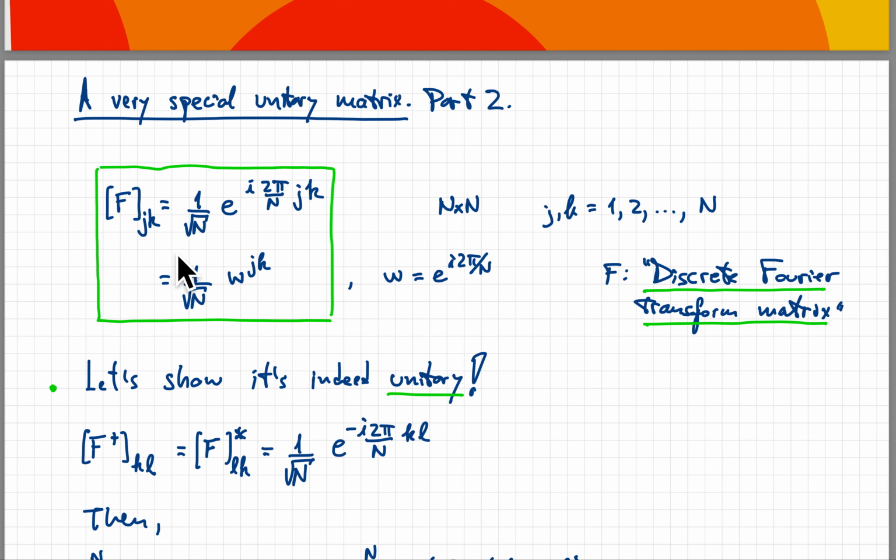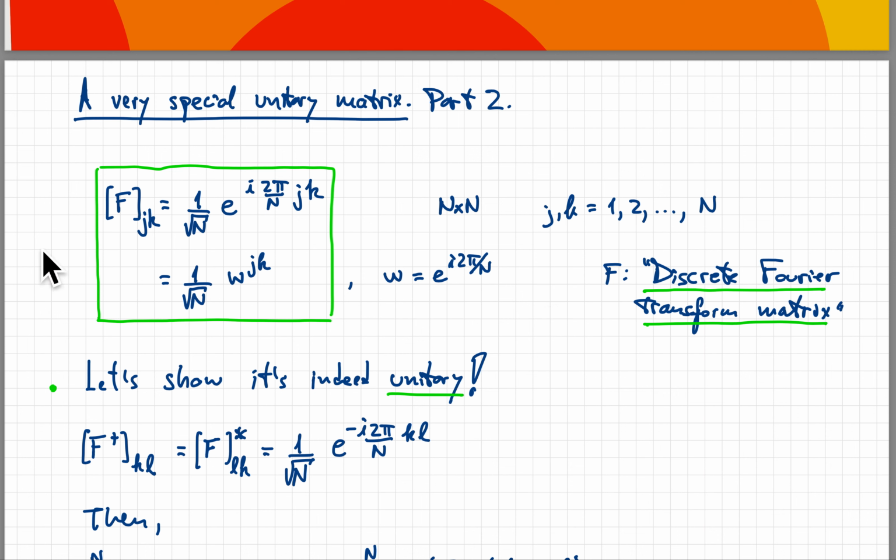We can write that very simply as powers of a quantity w, where w is e to the I 2 pi over n. And we will refer to this F sometimes as the matrix of the discrete Fourier transform, or the DFT matrix, or the discrete Fourier transform matrix.